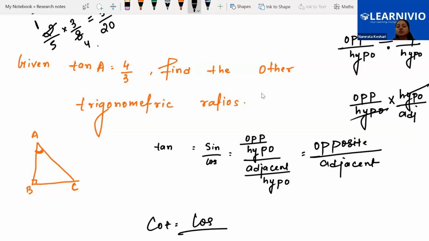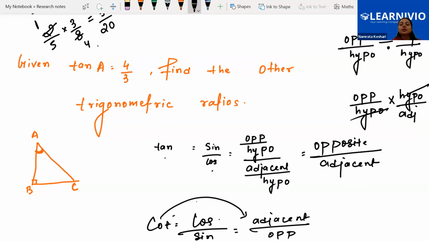Just for your knowledge, anytime maybe in another question, here we don't need this formula, sine by cos and cos by sine, but you need to know that tan means sine by cos and cot means cos by sine. From here only you have got the formula for cot, that is adjacent over opposite. Are you able to recall the formula for tan and cot? Yes, ma'am. Abdul and Sumaya?